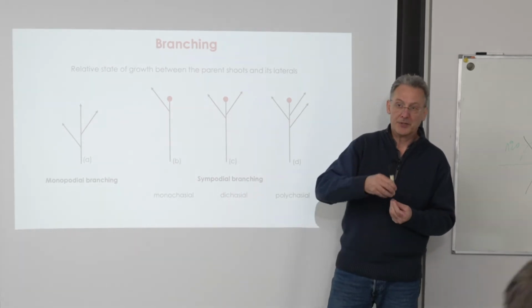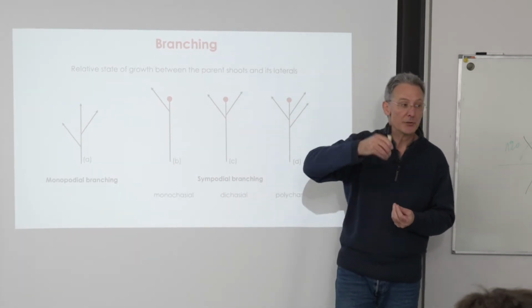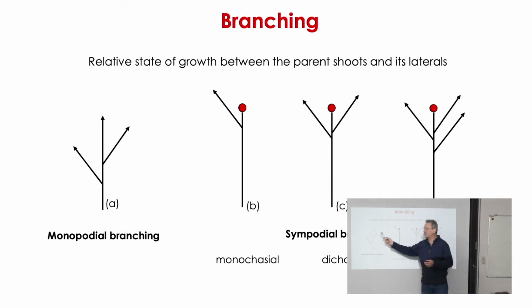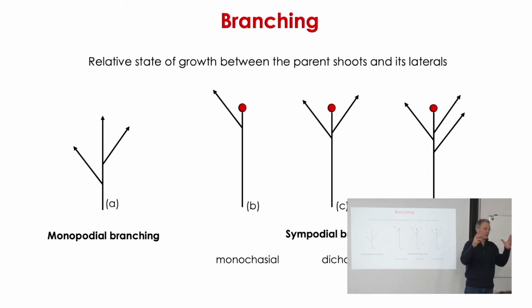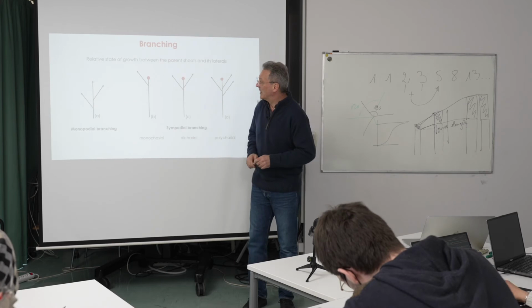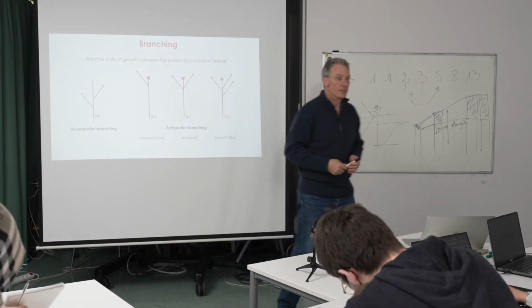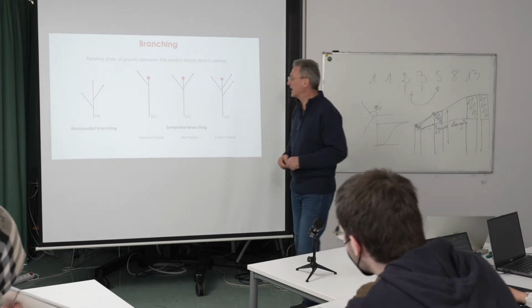In a monopodial plant, you have a main stem that grows, a leader stem that dominates basically the lateral ones. It will be a main trunk or a main big axis. And the lateral axes are a bit less vigorous. And the main stem keeps on growing during plant life.